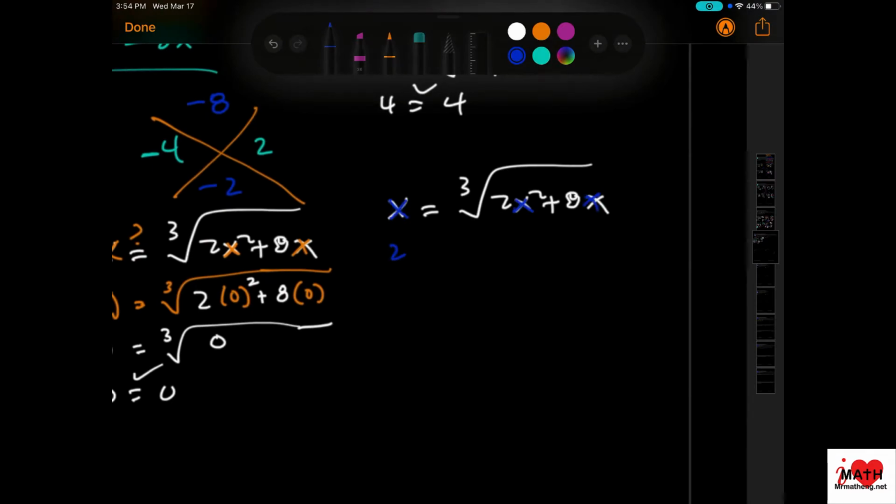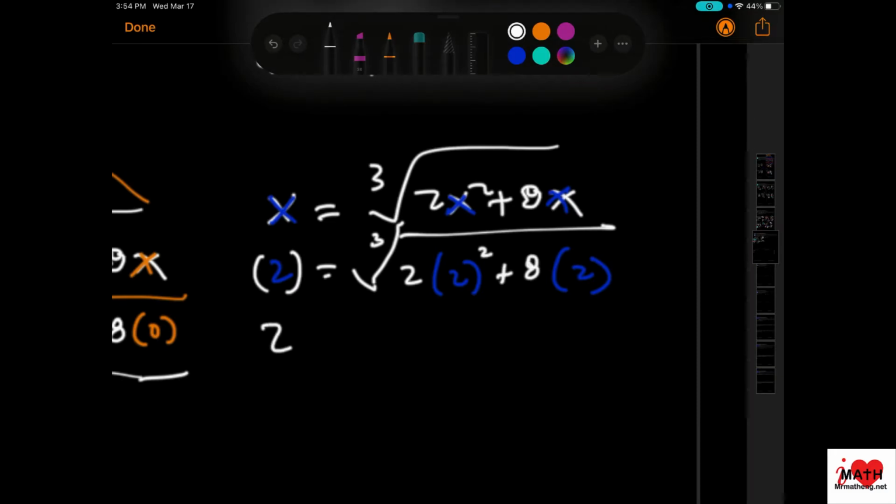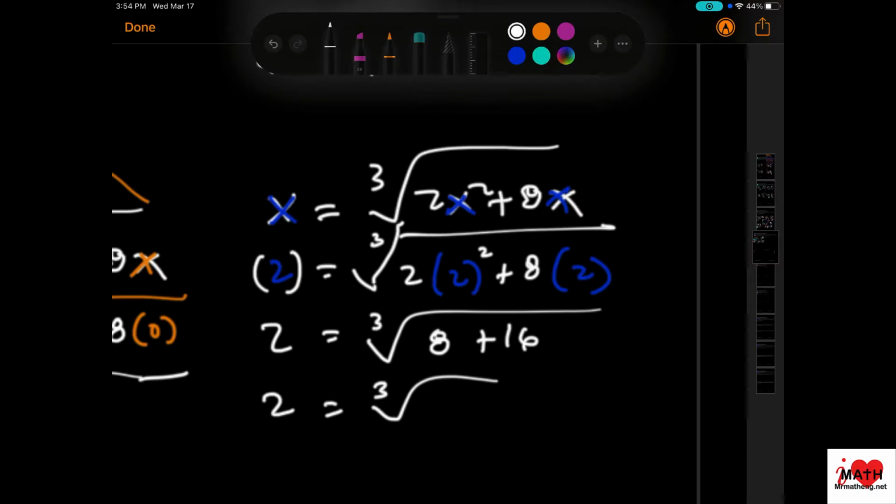And the last one we're going to be using is 2. And when you're doing a substitution, put in parentheses, it keeps you organized. Don't forget the cube root there. And then we just go ahead and simplify this. 2 equals, now remember exponents first, so 2 squared is 4. 4 times 2 is 8. 8 times 2 is 16. 2 equals the cube root of 8 plus 16 is 24. And there are no 3 identical numbers.